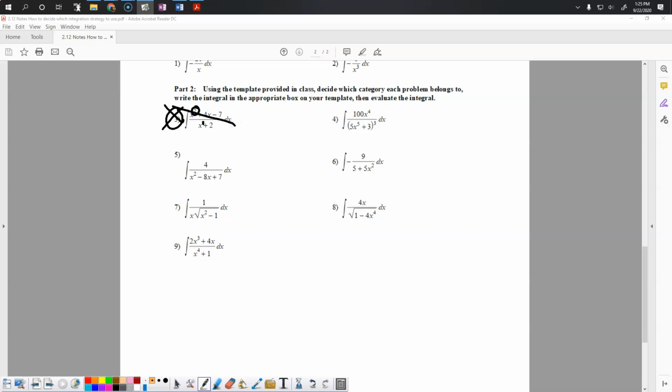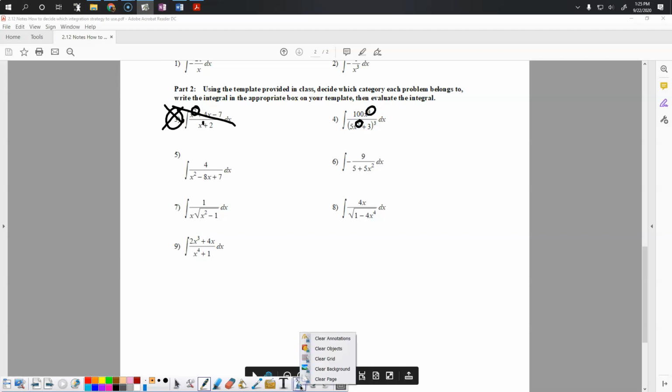Let's take a look at number 4. Will this one work? This is the one that will work. Look at it. The power on the x in the bottom is a 5. The power on the top is a 4. I found my U. Okay?